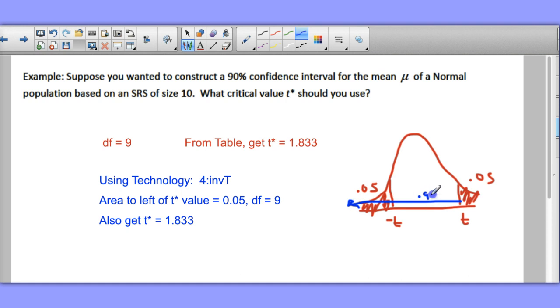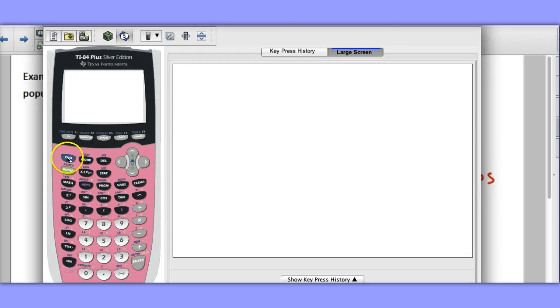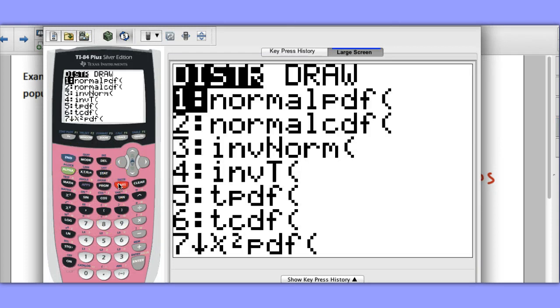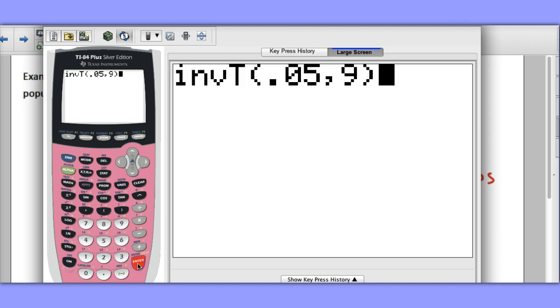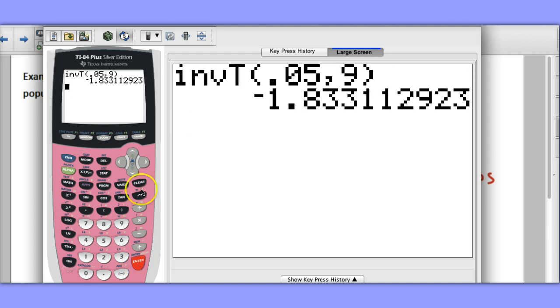So let's take a look at how we could do this on our calculator. So we go to second vars and choose option 4, inverse t. The area to the left of our t star value is 0.05. The degrees of freedom is 9. We come down here to paste, hit enter, and notice this gives us the same value as we found on the table.